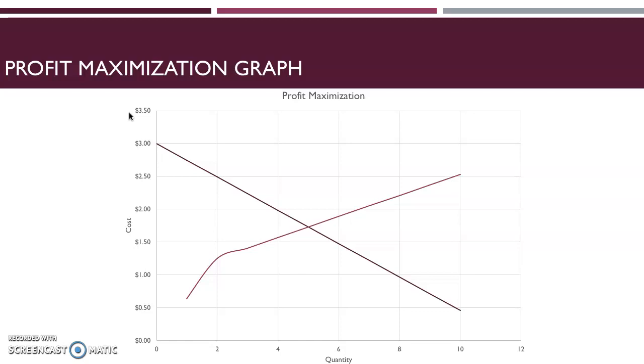This point is at 5 units, and marginal revenue and marginal costs are at $1.73 for profit maximization. So in other words, our equilibrium price is $1.73, and our equilibrium quantity is 5. After this profit maximization point is reached, in the graph you can see that costs continue to go up and revenues continue to go down.